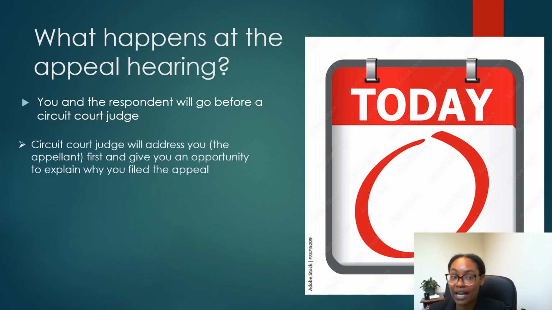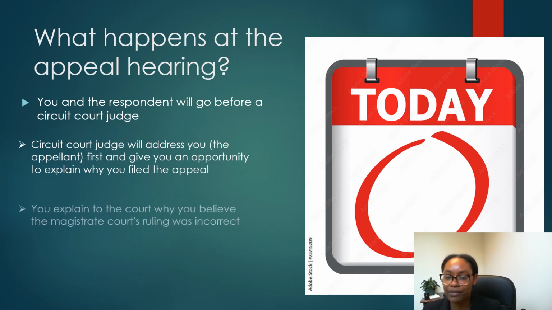Because you were the one who filed the appeal, the circuit court judge will address you, the appellant, first, and give you an opportunity to explain why you filed the appeal. Yes, you did fill out the reason in your notice of civil appeal, but this is your chance to really re-raise those issues. First, of course, state why you believe that the magistrate court decision was wrong and what you believe that the magistrate court did incorrectly. And then, of course, you can raise again the issues that you already raised at the eviction hearing.